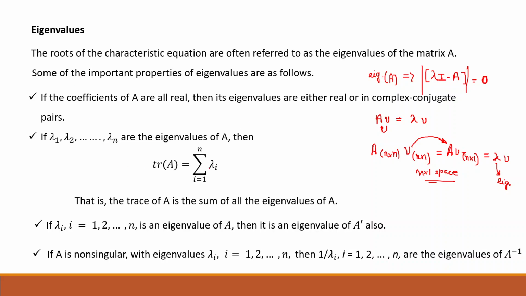Another thing is that the summation of all eigenvalues is equal to the trace of A. What do we mean by the trace of A? If we have the A matrix, n cross n, the summation of the diagonal elements is the trace of the matrix. If A is non-singular with eigenvalues lambda i, i from 1 to n, then for A inverse the eigenvalues will be 1 by lambda i, and the eigenvalues of A and A transpose are the same.